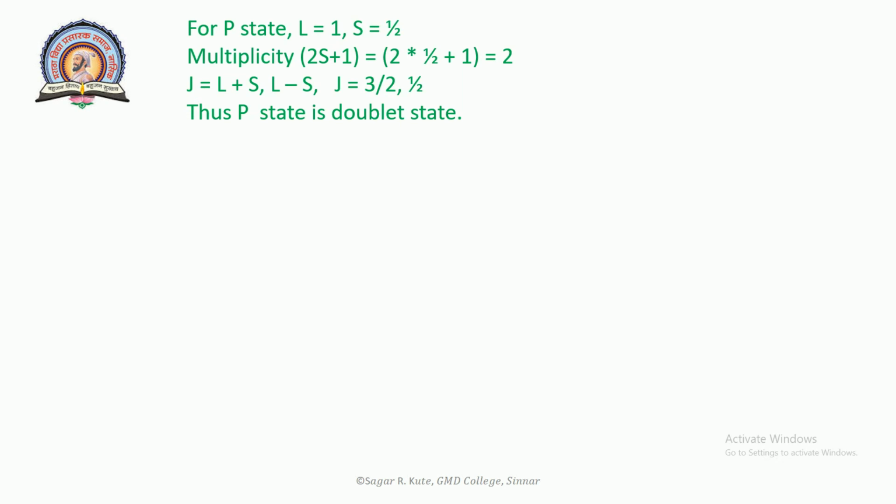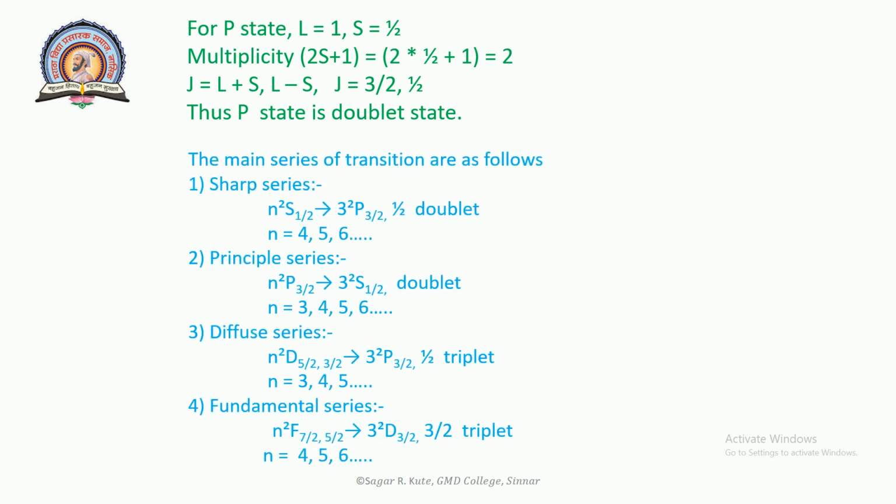The energy level diagram shows lines in different series and their transitions in the spectrum of sodium. The main series of transitions are as follows. First, the sharp series: n square S half gives 3 square P 3 by 2, half, doublet, n is equal to 4, 5, 6 up to infinity. Second will be the principal series: n square P 3 by 2 gives 3 square S half, doublet, n is equal to 3, 4, 5, 6 up to infinity.